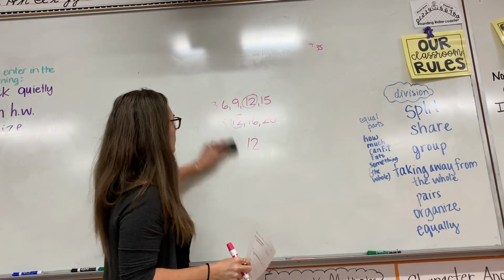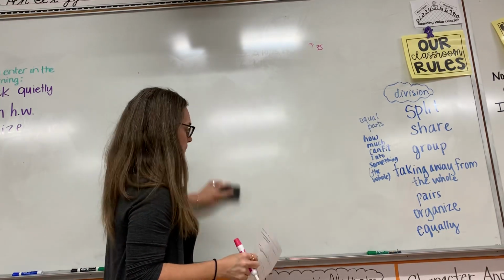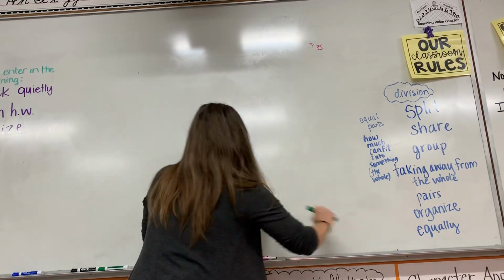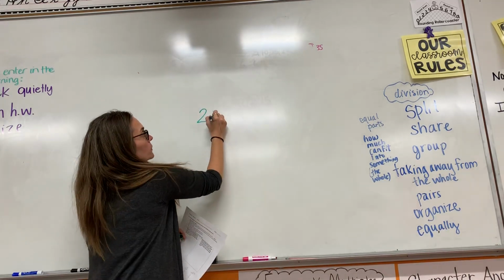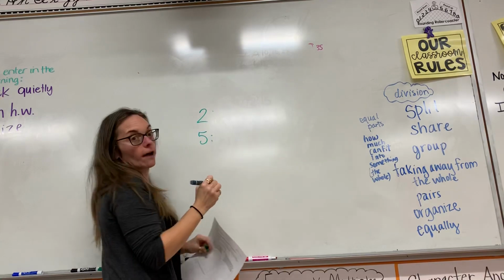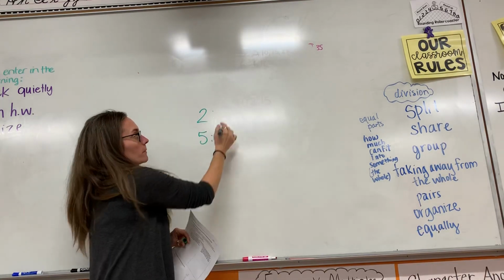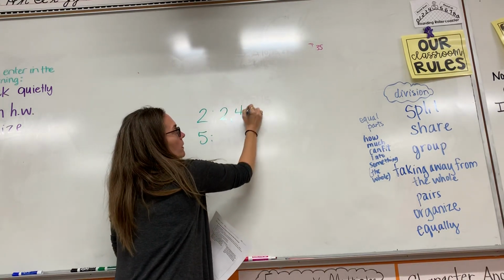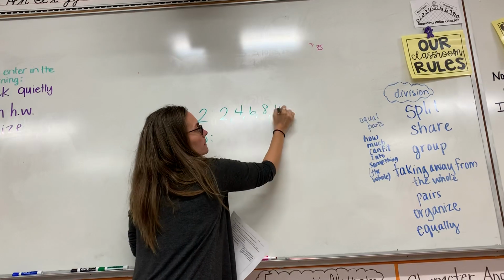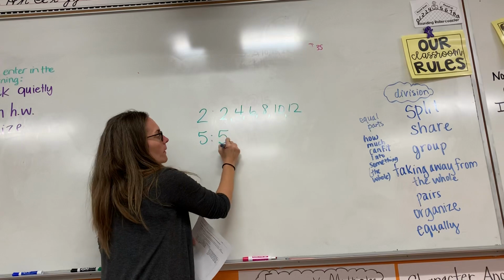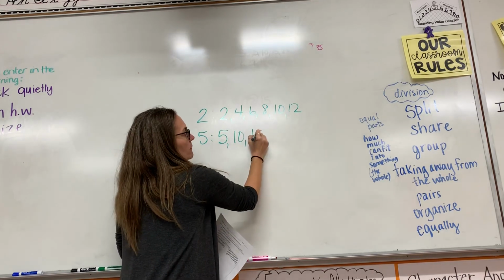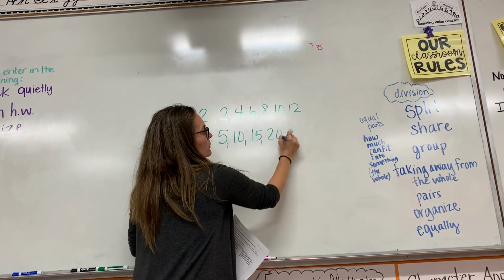Okay, let's do one more. I'm going to find the least common multiple of 2 and 5. So again, I'm going to count by that number. 2, 4, 6, 8, 10, 12. That should be good enough. Now I'm going to count by 5s. 5, 10, 15, 20, 25.